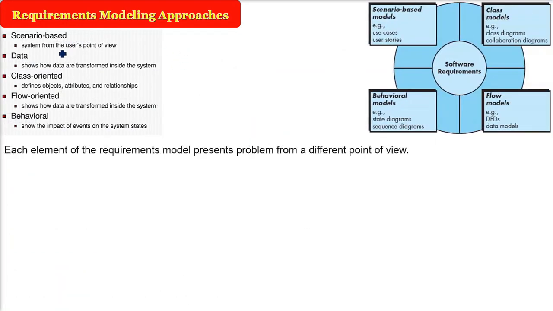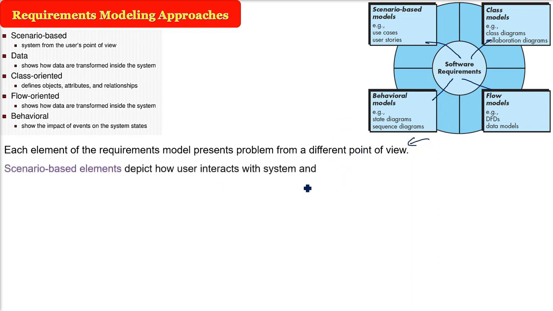The software requirement is the center point here. And when we talk about requirement modeling approaches, each element of the requirement model has to present the problem from a different view, different mode, different point of view. So basically we are just taking the software requirement and then making certain models. The main idea is different perspective. And these all are models being created.